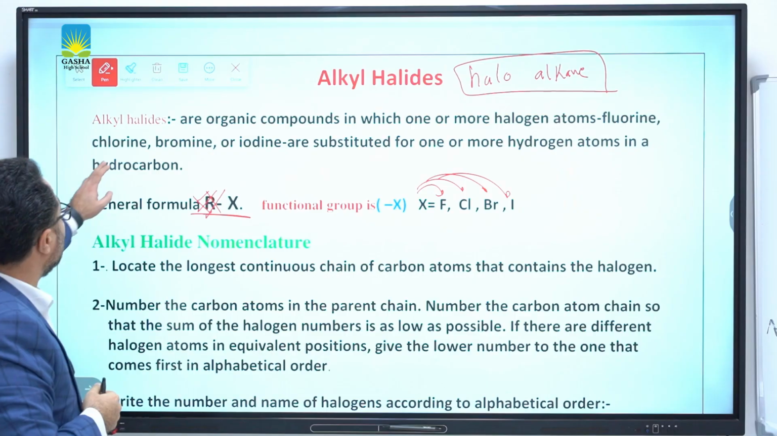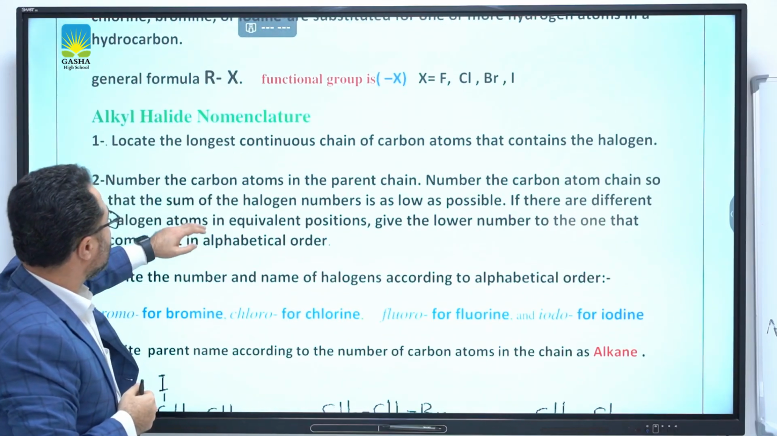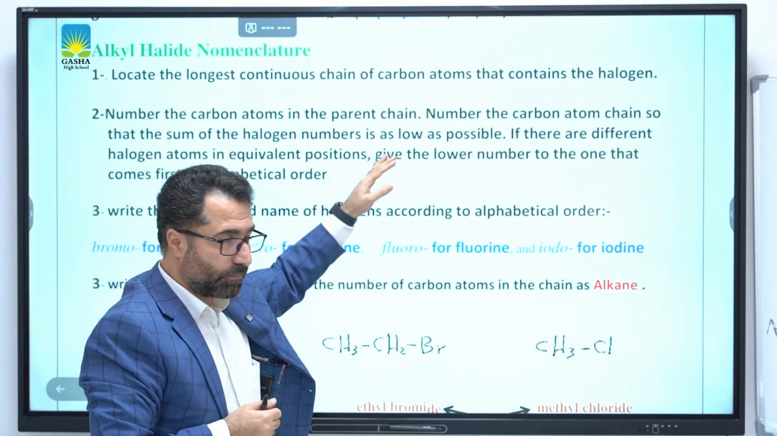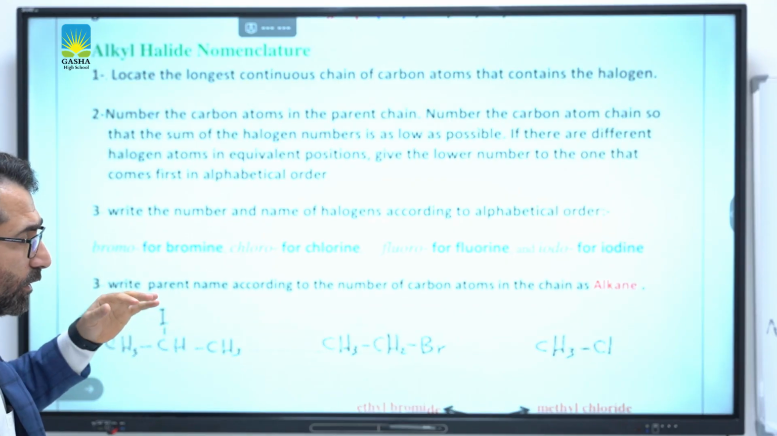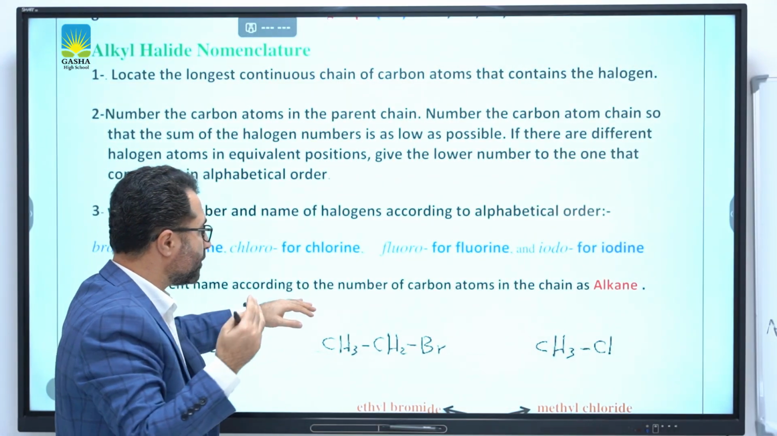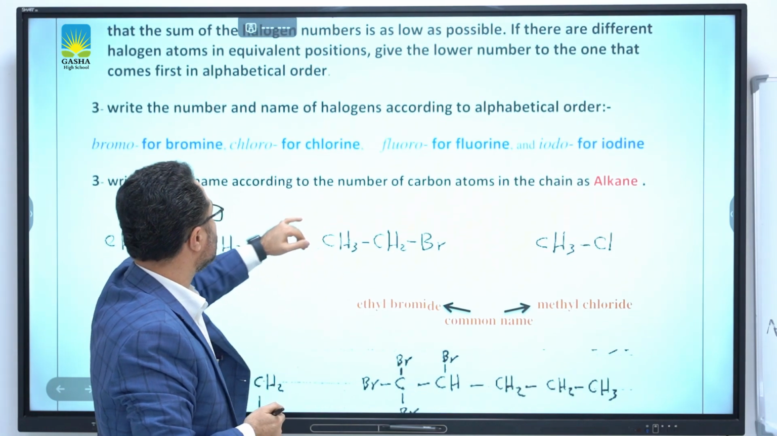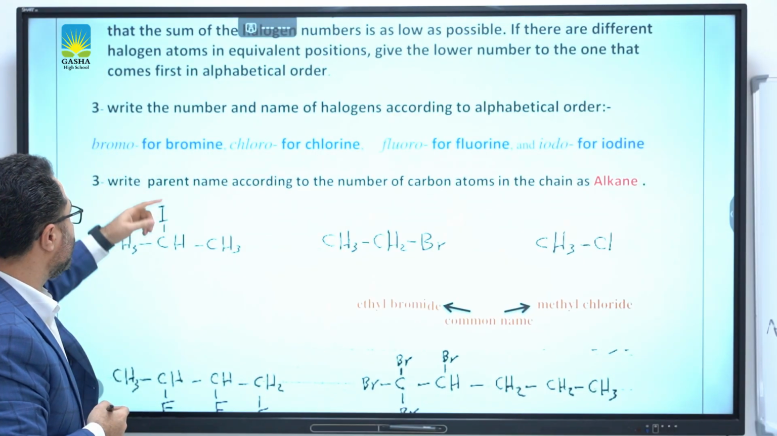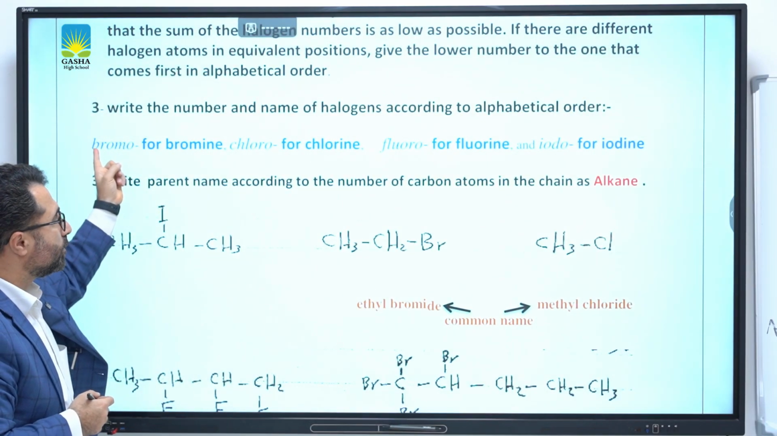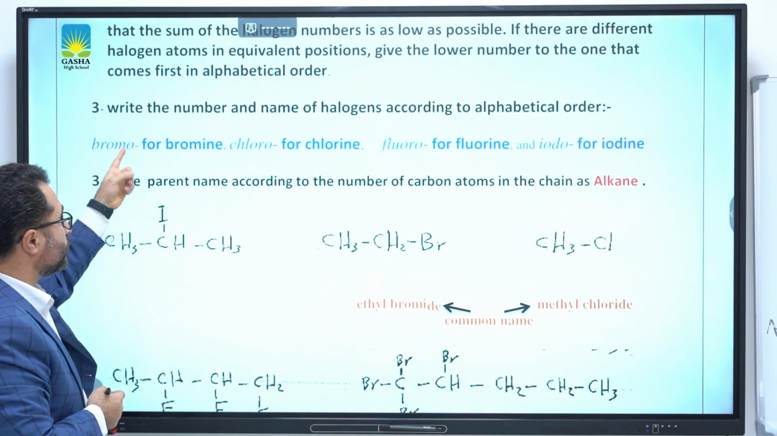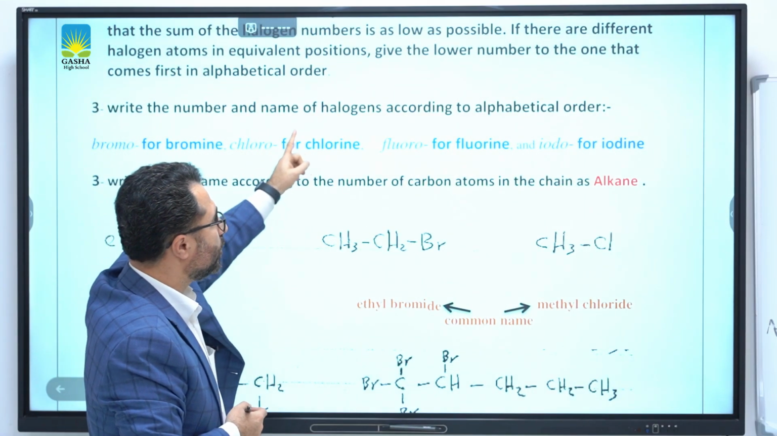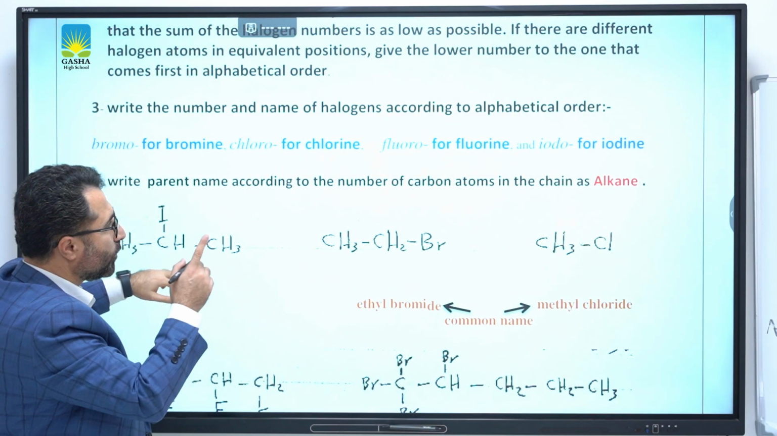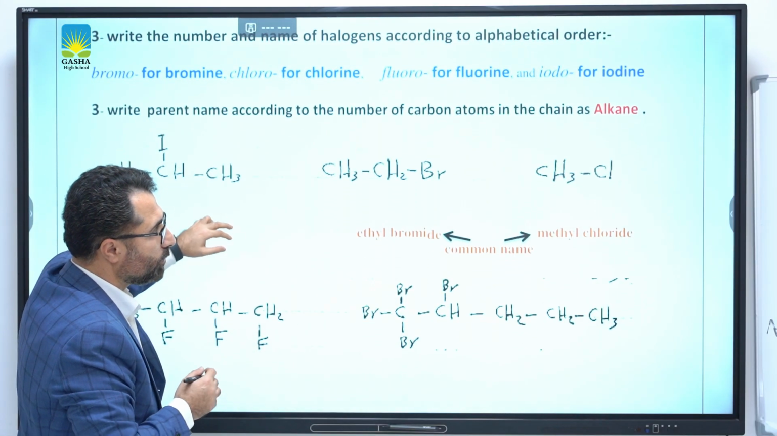Nomenclature of alkyl halides: find the longest continuous chain to be the parent hydrocarbon, and it must contain the halogen, of course. Number it from the side that gives the halogen the lowest number possible. Write the names of halogens in alphabetical order. Br is named bromo, not bromine; chlorine is chloro, fluorine is fluoro, and iodine is iodo. Name the parent hydrocarbon as the alkane without any change.